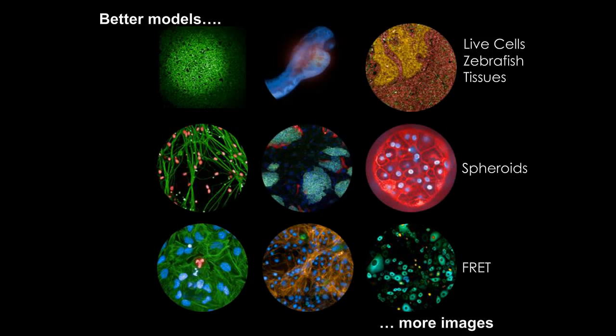All these new model systems mean that you need more imaging power. Once working with primary cells, the phenotype you're looking for becomes more scarce.